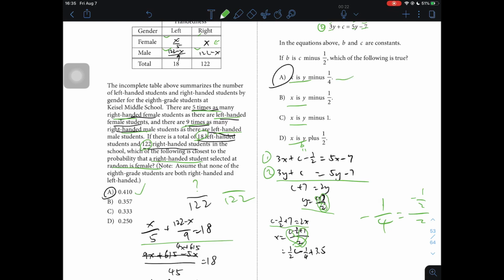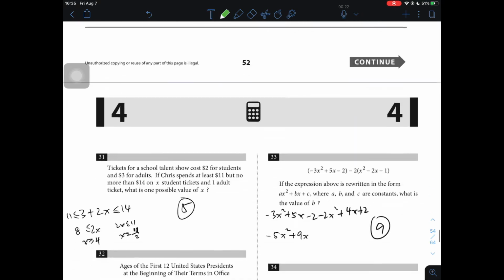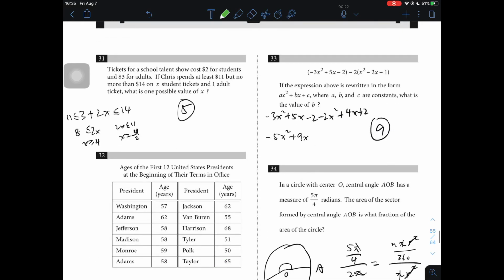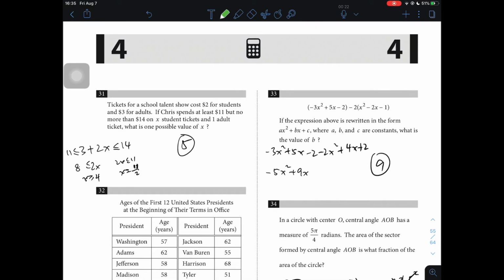So here we go. Now we're into our favorite part. Free response. Okay, so for 31, 2 for students, 3 for adults, at least 11, but no more than 14. So this is a typical inequalities question. So here, as you can see, Chris spent one adult ticket. So here's the 3 over here, and 2 for students. So they already said this for you. X students ticket. So you just times 2x, and you set this inequalities, and you can solve them together.